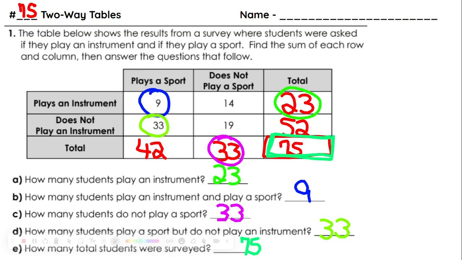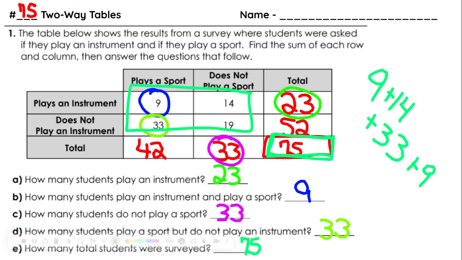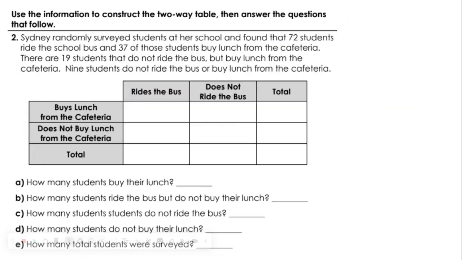So that's how you fill out a table if they give you the insides and you have to find the outsides and some information. Let me point something else out to you. If you add these numbers here, the 9 plus the 14 plus the 33 plus the 19, that will also equal 75. That's the total number of people surveyed.